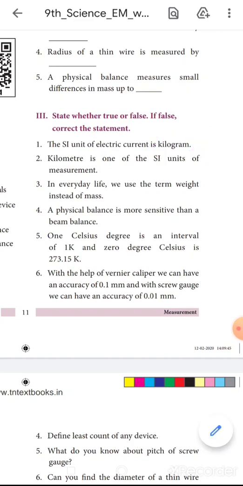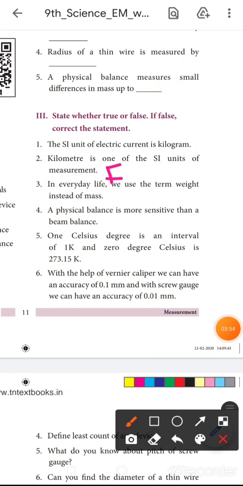Okay, next, kilometer is one of the SI units of measurement. No, the meter is the SI unit of measurement. Now you understand, meter is the SI unit of measurement. So this one also is false. Okay, that's all.